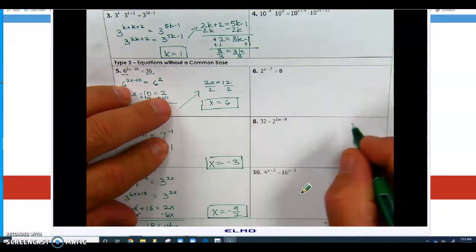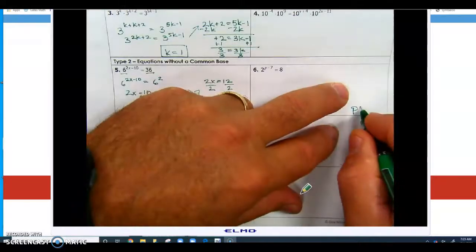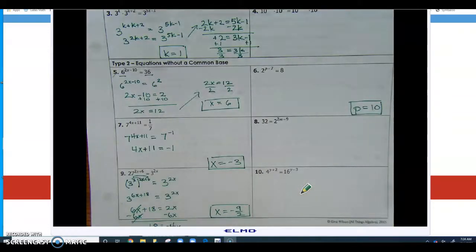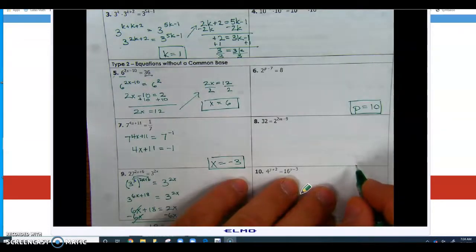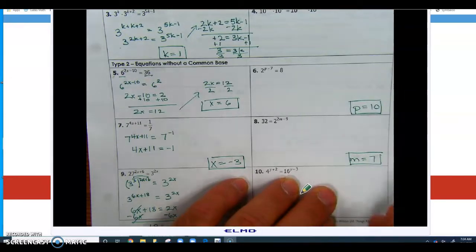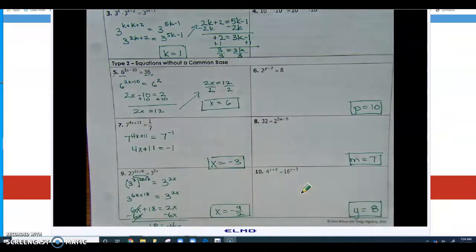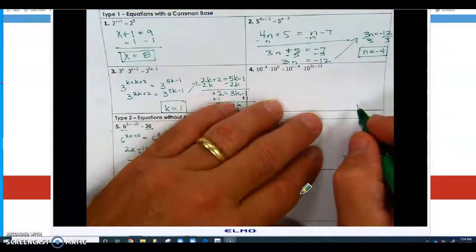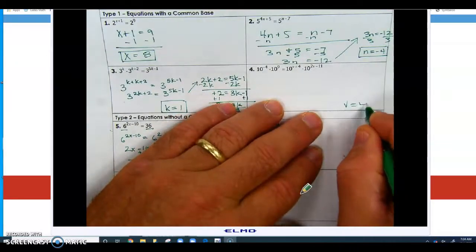This one is P equals 10, if you want to try that one. And this one is M equals 7, if you want to try that one. And this one is Y equals 8, if you want to try that one. I would say stick to that and don't do any on the back. If you want to try this one up here, the answer is V equals 4.